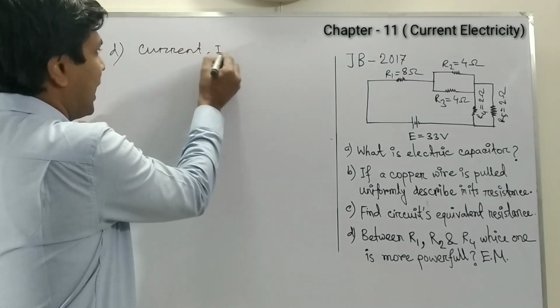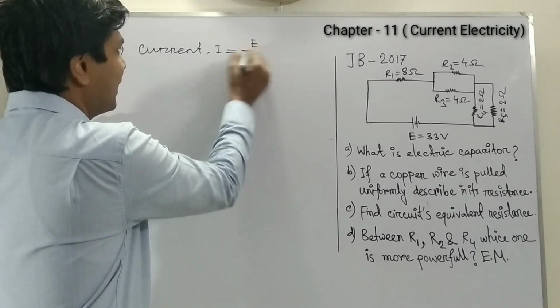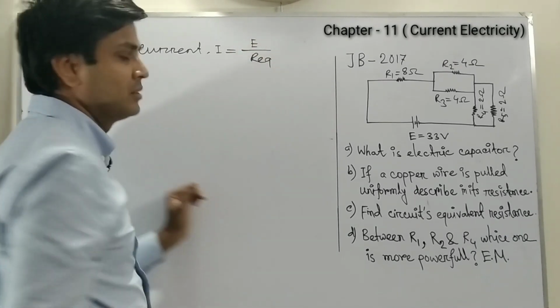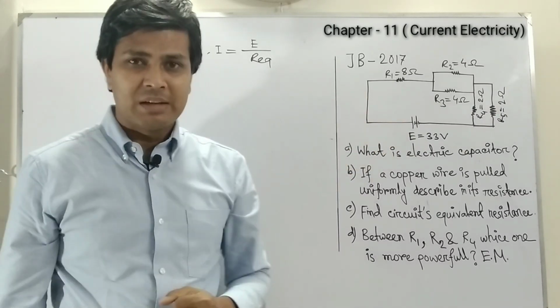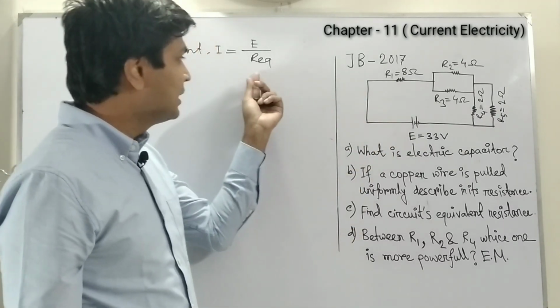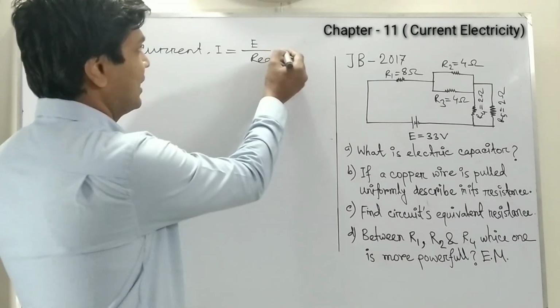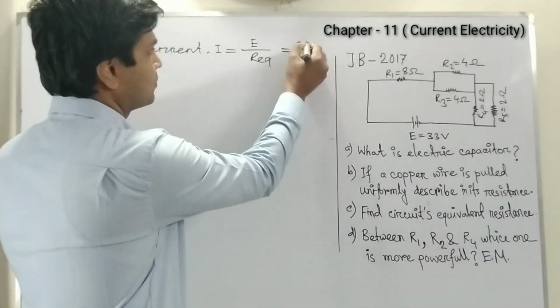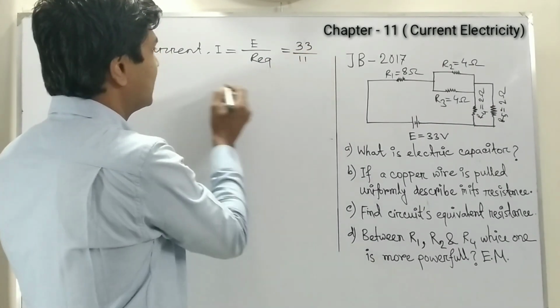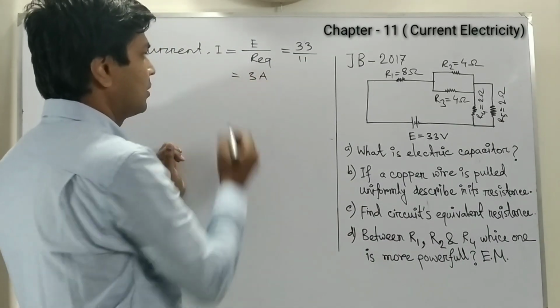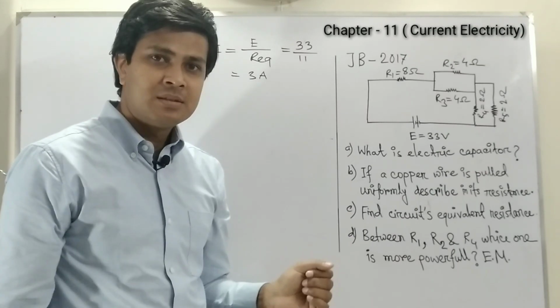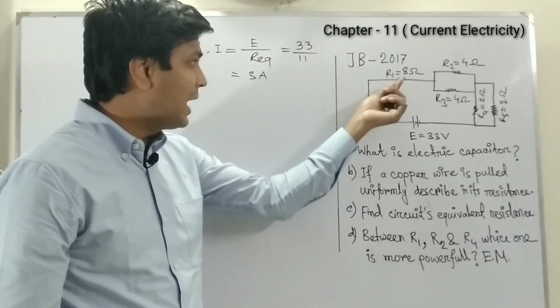Current I equals E divided by R equivalent. R equivalent means the total equivalent resistance of that circuit, and from part C we get the equivalent resistance of the circuit as 11. So the current will be 3 ampere. That is the main current, and that current will flow through the R1 resistance.